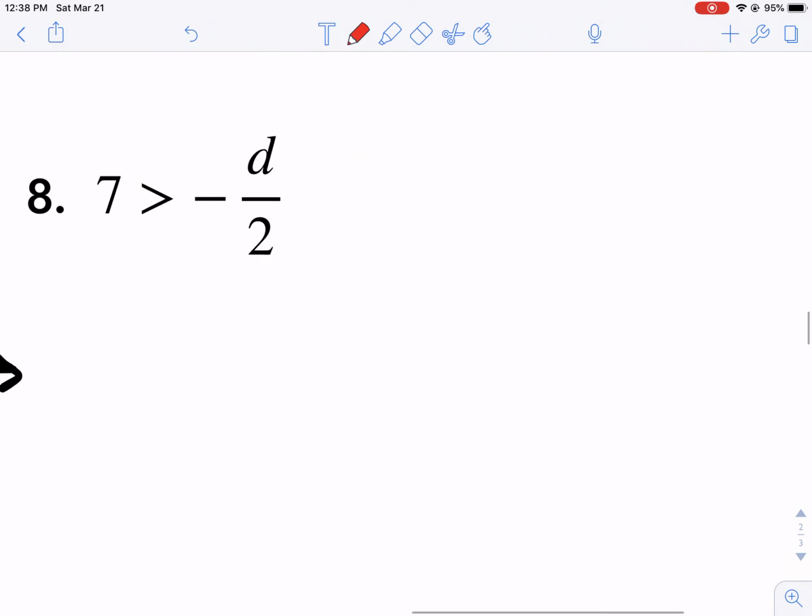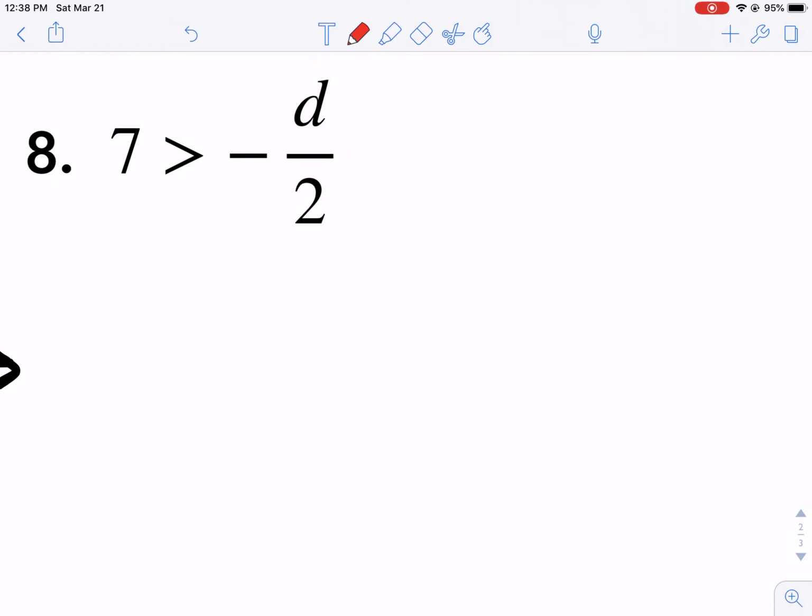Our last example in this group is 7 is greater than negative d over 2. Well, what's happening to our d? It's dividing by negative 2. So to undo that, we're going to multiply by negative 2.